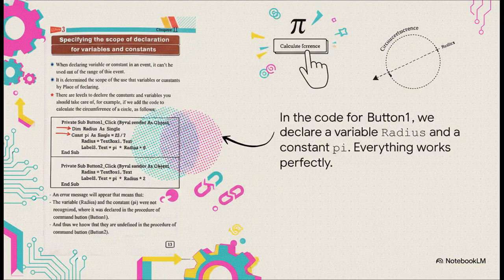Okay, so check this out. Imagine we have an app with two buttons. For button number 1, we write some code. We create a variable called radius, we grab a value from a text box, do a little math, we click the button, and it works. Perfect, no problems at all.